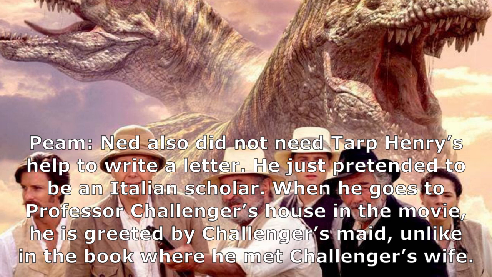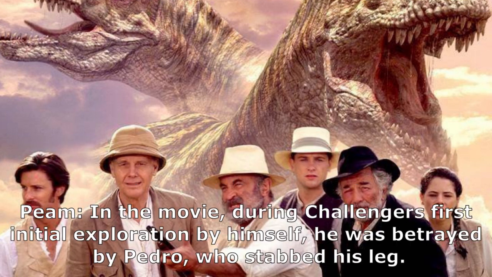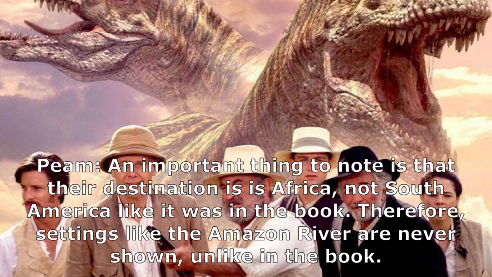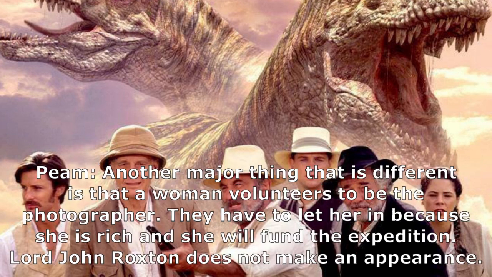When he goes to Professor Challenger's house in the movie, he is greeted by Challenger's maid, unlike in the book where he met Challenger's wife. In the movie, during Challenger's first initial exploration by himself, he was betrayed by Pedro, who stabbed his leg. An important thing to note is that their destination is actually in Africa, not South America like it was in the book. Therefore, settings like the Amazon River are never shown, unlike in the book.